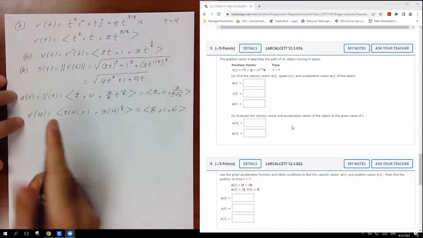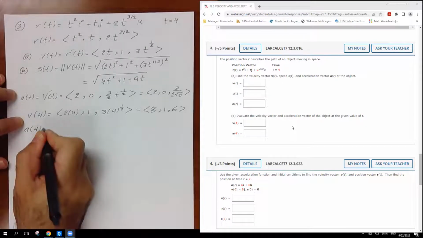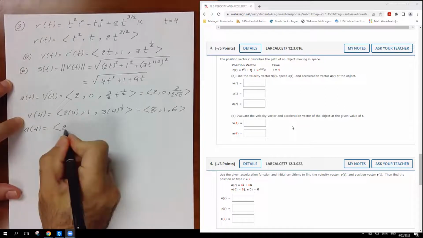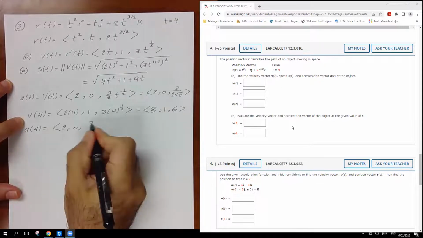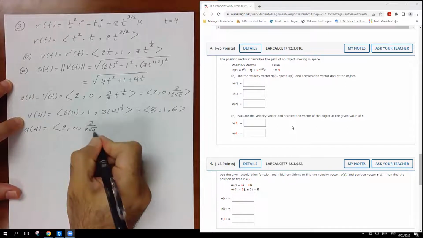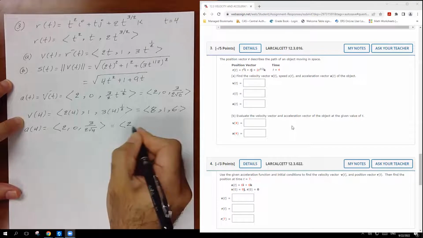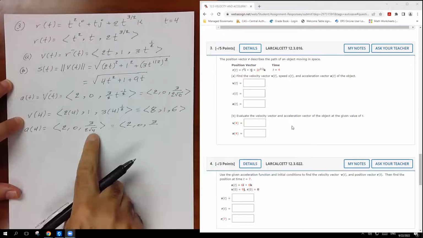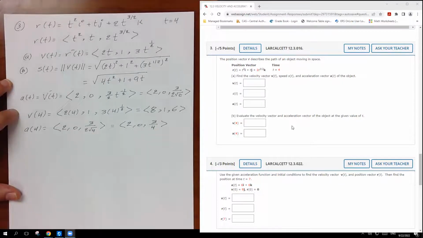And the acceleration with respect to 4 is going to be, we're going to plug in here. So it's going to be 2, 0, and here is going to be 3 over 2 square root of 4. And this one is going to be equal to 2, 0, and 3 over 4, because the square root of 4 is going to be 2, and 2 times 2 is going to be 4. That's it for this example.